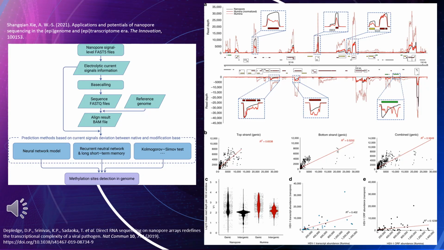The graphic on the left is taken from the Applications and Potentials of Nanopore Sequencing manuscript, and it describes the workflow for detecting methylation sites within a given sample. As epigenetics becomes more prevalent and we learn how these changes can affect organisms throughout their lives, nanopore technology and direct RNA sequencing will undoubtedly become more widely used in research.